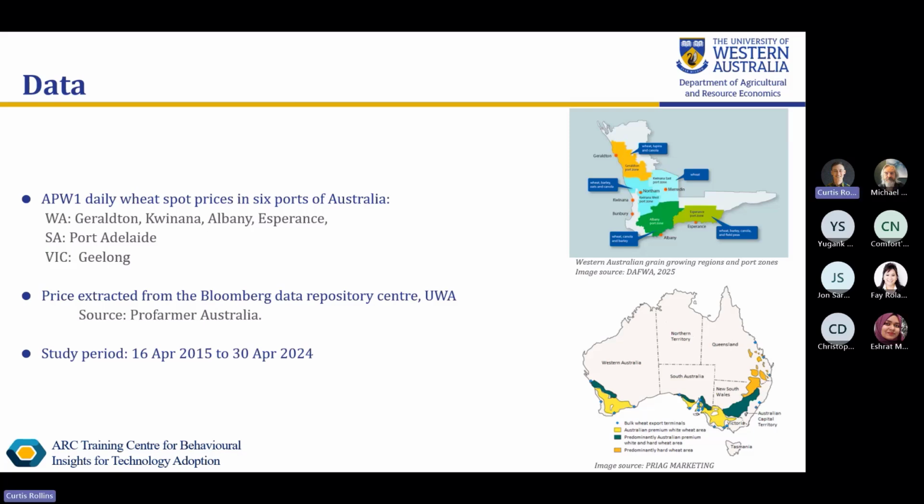So data, I'm using the APW1 with daily spot price series from 6 Australian port markets, 4 from Western Australia, from Geraldton to Esperance, and Port Adelaide from South Australia, Geelong from Victoria. And the price information is extracted from the Bloomberg data repository terminal that is present in UWA, and it was provided by Profarmer Australia to the Bloomberg. And the study period is 16 April 2015 to April 2024.